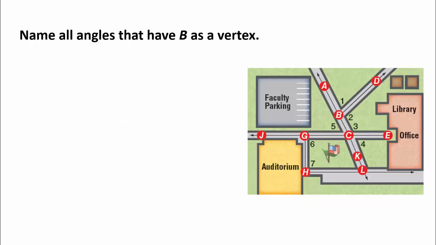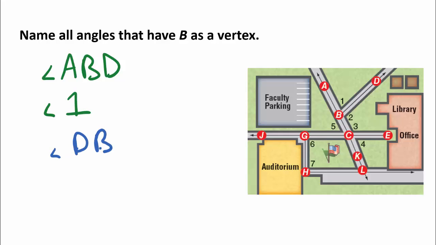Let's take a look at this figure, this map that we have here, and name all the angles that have B as a vertex. Well, we can start by naming angle ABD. Another way to name that angle would be angle 1. Also, we have angle DBC. Another way to name that angle is angle 2.